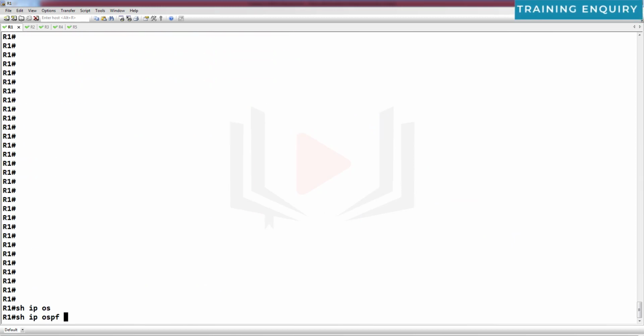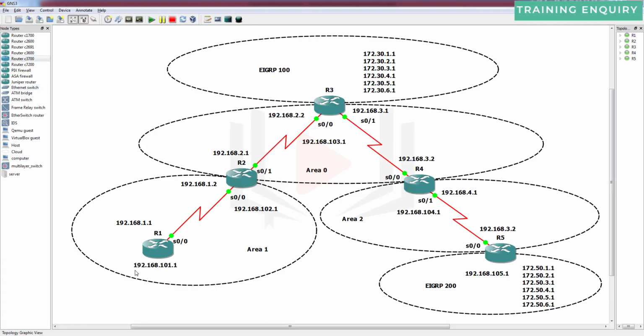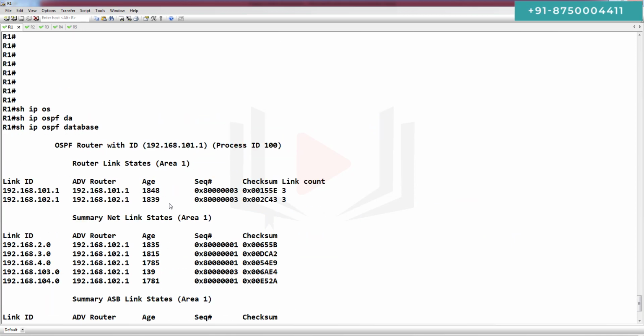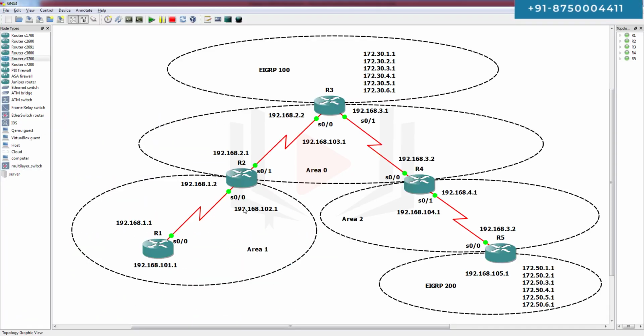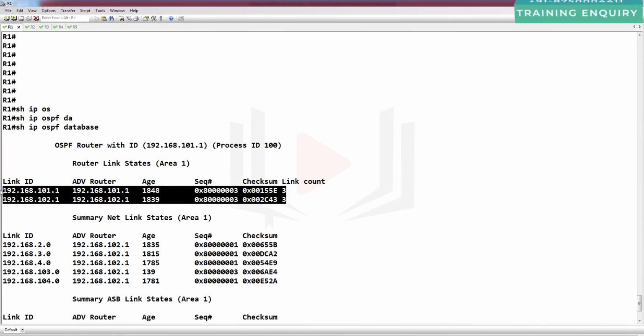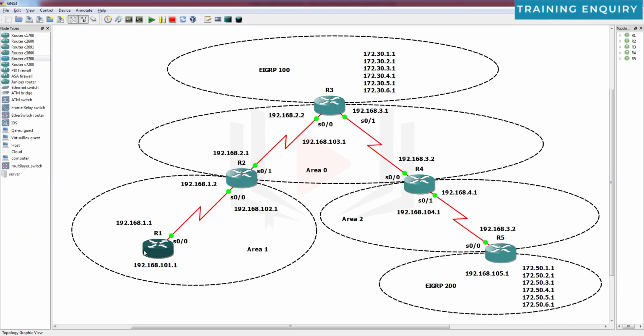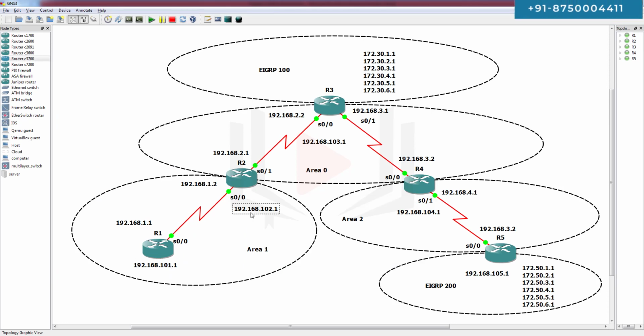Show IP OSPF database. Yes, first we have router LSA. Router LSA contains the router ID of a router. Area 1, router LSA. So you can see here we have two routers, R1 and R2. Their router IDs are 101 and 102.